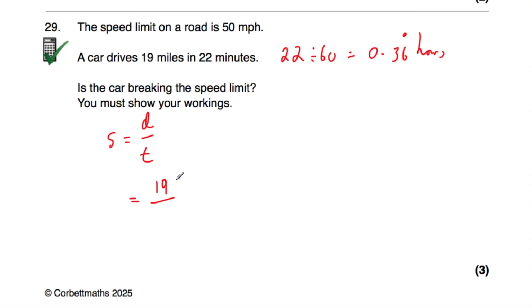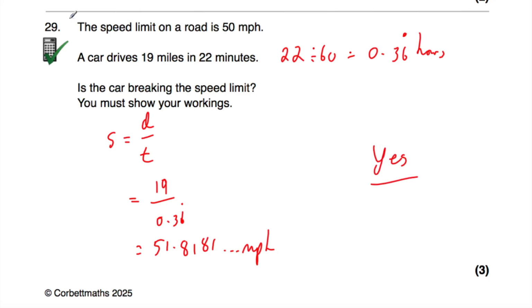So that means the distance is 19, the time is 0.36 recurring, and if we do 19 divided by 0.36 recurring, we get an answer of 51.8181 and so on miles per hour. And 51.818181 and so on miles per hour is greater than 50 miles per hour, so the car is breaking the speed limit. And that's it.